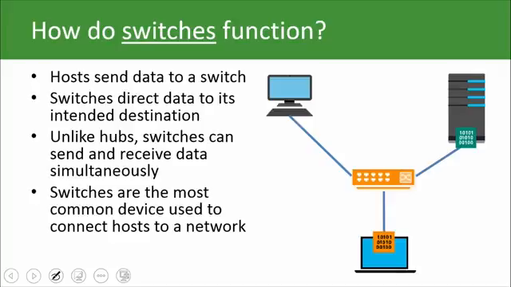So you saw the yellow piece of data there go from the PC to the laptop, and you saw the turquoise or green piece of data there go from the laptop to the server. And a good way to summarize it is switches are just simply smarter than hubs.